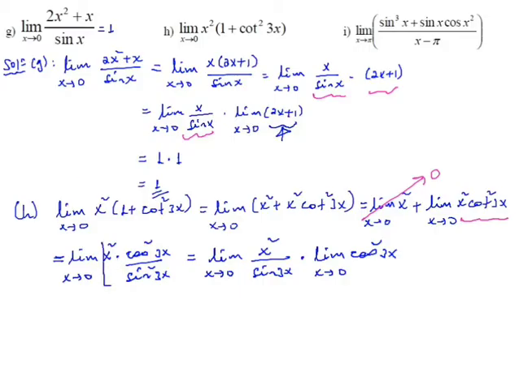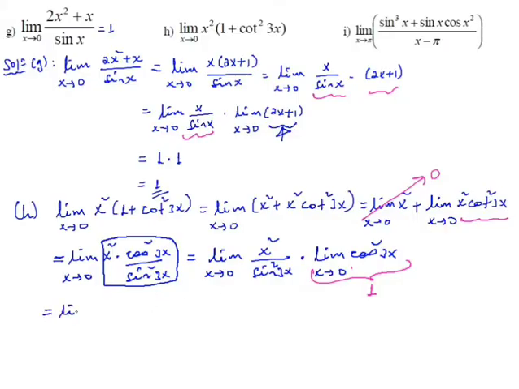We can do this directly as x square over sine square 3x times cos square 3x. Now the limit of cos square 3x as x approaches 0, this part is 1. We need to calculate the limit of x square over sine square 3x. Here there is a square. So what does this become?